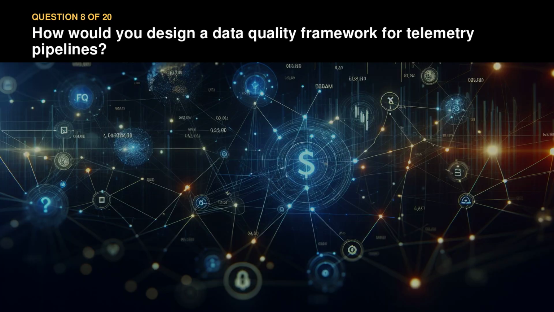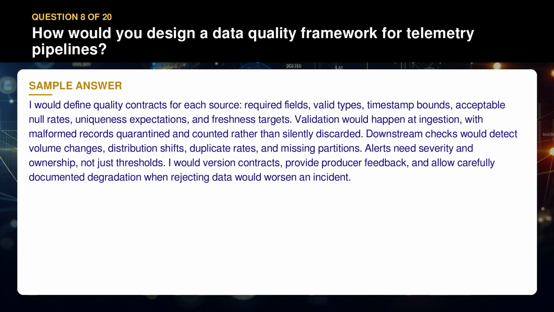Question 8. How would you design a data quality framework for telemetry pipelines? I would define quality contracts for each source: required fields, valid types, timestamp bounds, acceptable null rates, uniqueness expectations, and freshness targets. Validation would happen at ingestion, with malformed records quarantined and counted rather than silently discarded.